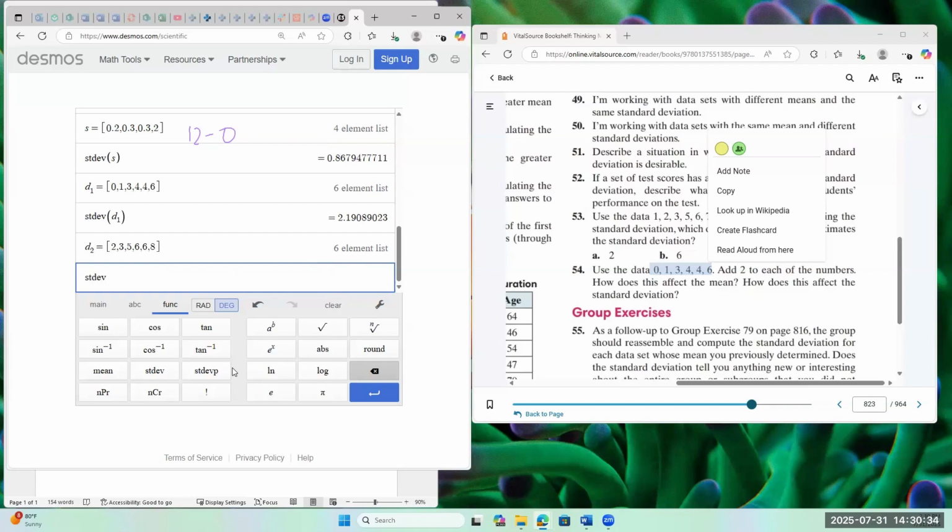So, look at that. The standard deviation doesn't change, does it? Because we added 2 to all of the values.